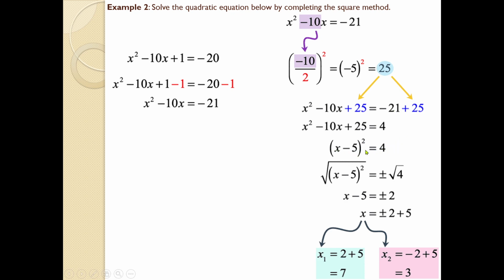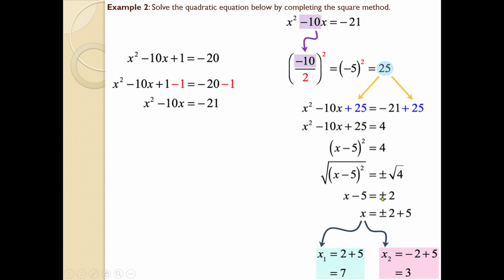So once you get this step, next you have to put square root on both sides, and at the same time don't forget to show plus or minus here. So root of x minus 5 raised to 2 equal to plus or minus root of 4. Here the square root of x minus 5 raised to 2 will be simply x minus 5 equal to plus or minus root of 4, which is 2.